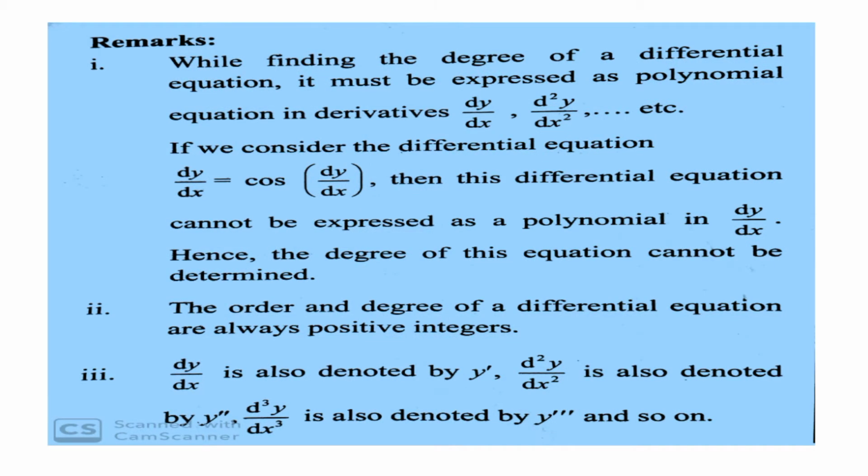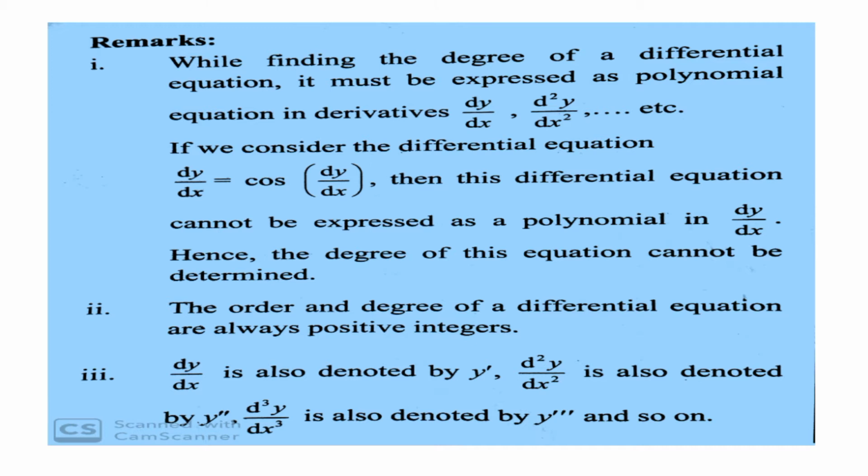First, while finding the degree of the differential equation, it must be expressed as a polynomial equation in the derivatives dy upon dx, d2y upon dx square, etc. If we consider the differential equation dy upon dx is equal to cos of dy upon dx, then the differential equation cannot be expressed as a polynomial in dy upon dx. Hence, the degree of this equation cannot be determined.